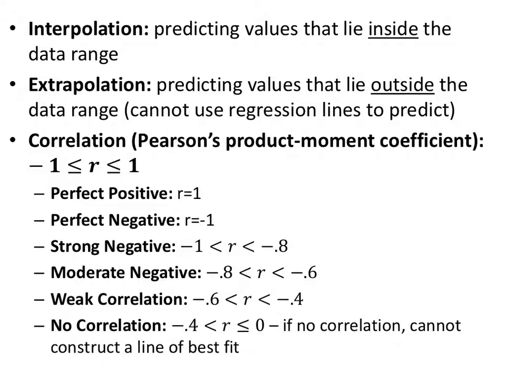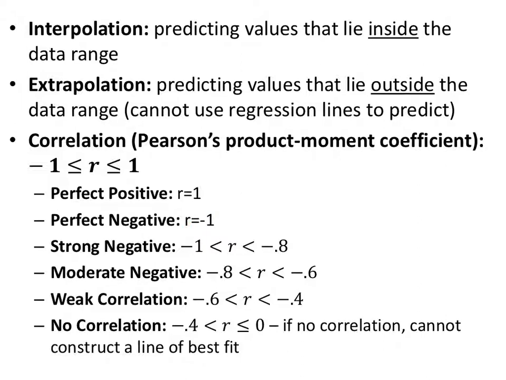So we talked about correlation. It's called the Pearson's product moment coefficient, or just the correlation coefficient. It ranges from -1 to 1. A perfect positive correlation would be R equals 1. A perfect negative correlation would be R equals -1.